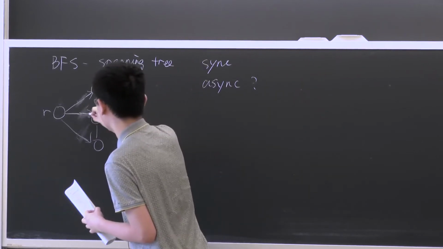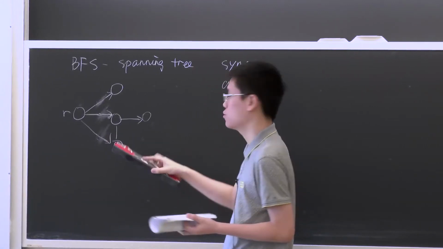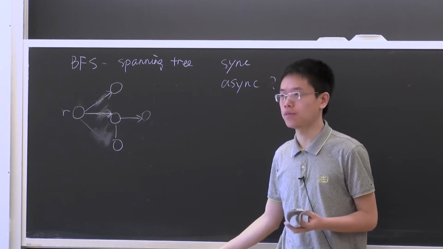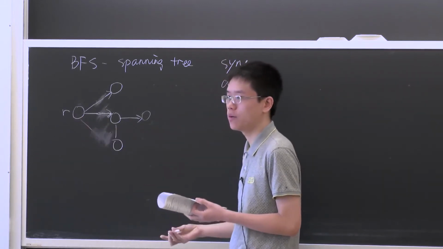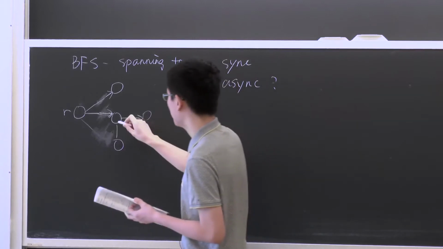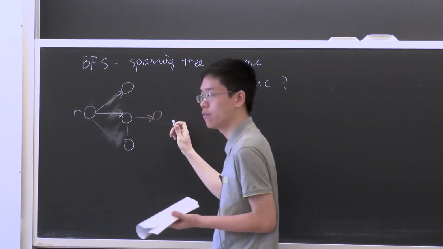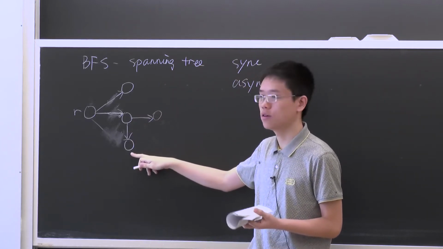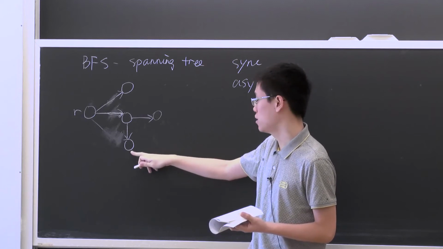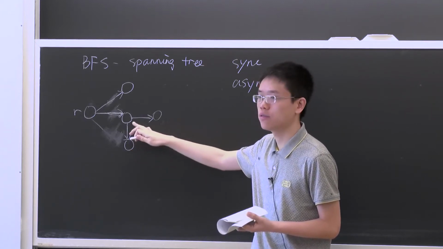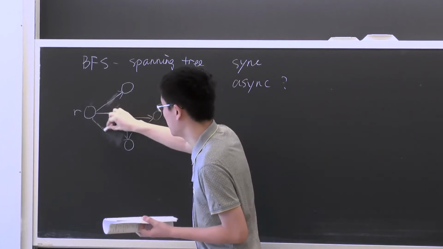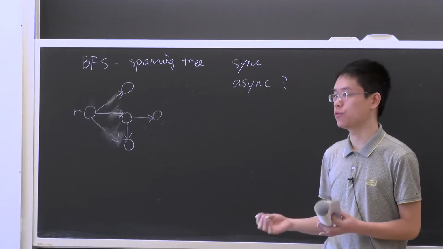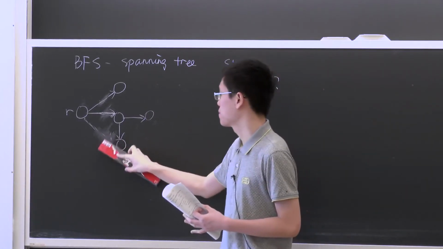Asynchronous network means that messages travel at different speeds. Say this link, for some reason, is temporarily down, and this node doesn't receive the message from the root. And then this message travels very fast, and this message also travels very fast. So this message may reach this node earlier, and then this node will think of it as a child of this node. Then this message finally comes along, but this node says, I already have a parent, and I'm going to reject you. So it still makes a spanning tree.